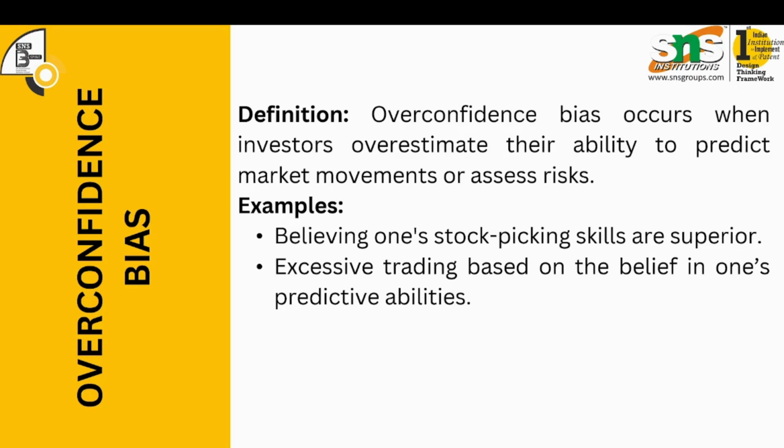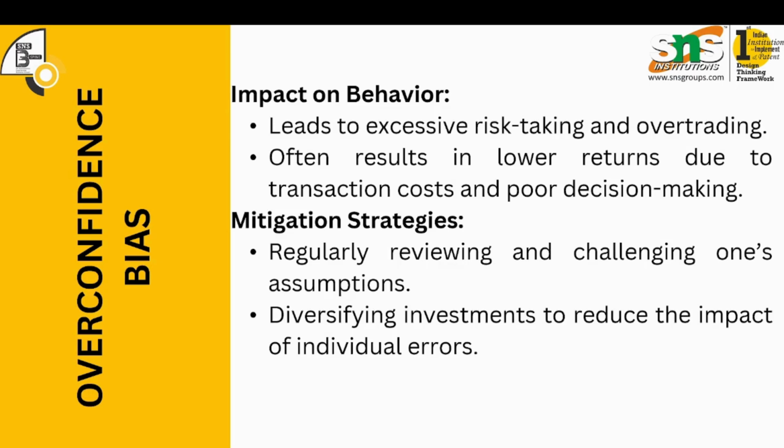The first is overconfidence bias. Overconfidence bias occurs when investors overestimate their ability to predict market movements or recessions. When I'm overconfident about my predictive and speculative capacities, that is overconfidence bias. For example, if I believe that I have extraordinary and superior stock picking skills, or that I'm very strong at predictive abilities, and start doing excessive trading, I invest a lot more money than I should actually do, then that is overconfidence bias.